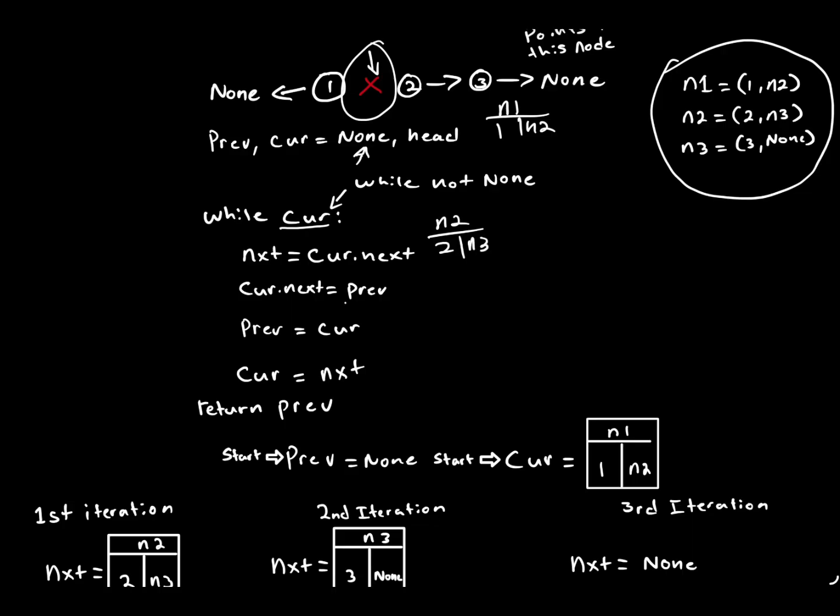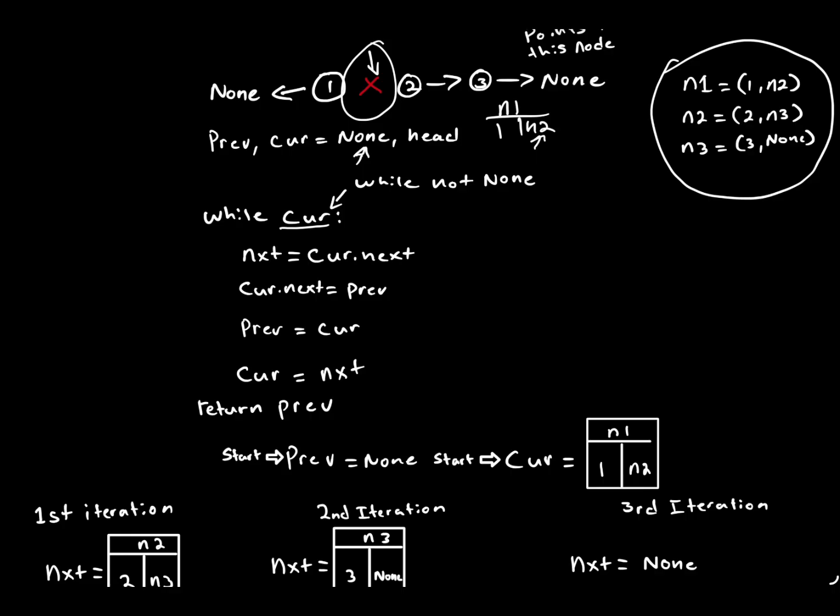Now we're doing cur.next equals prev. Remember, cur hasn't changed. It's still node 1. So when we say cur.next equals prev, we're saying we want to switch out this pointer and make it the value that prev currently holds, which is none. So you can think of it as node 1 is 1 and now has a pointer to none. And prev equals cur. Cur equals next. Now cur can be updated to node 2, which holds the value of 2, and node 3. So let's go through our second iteration.